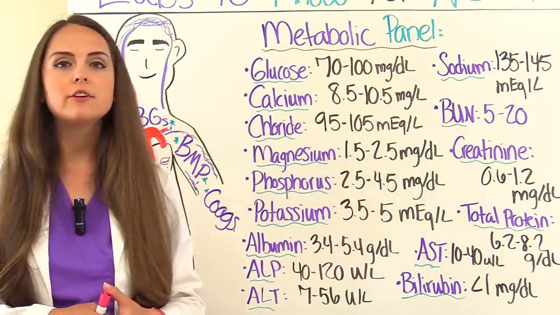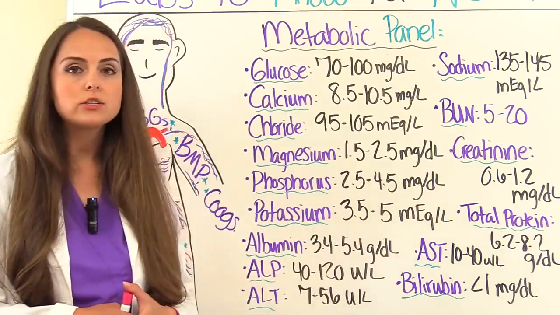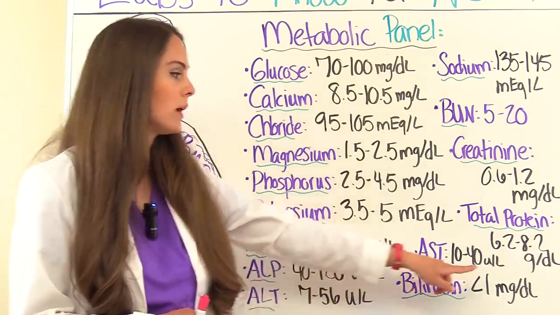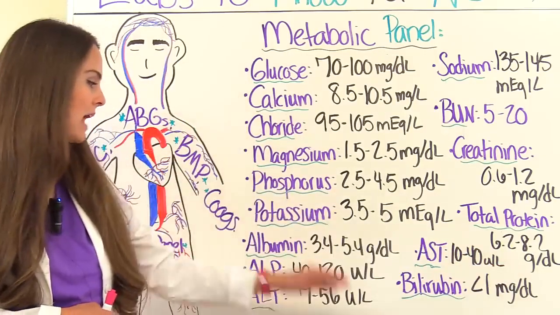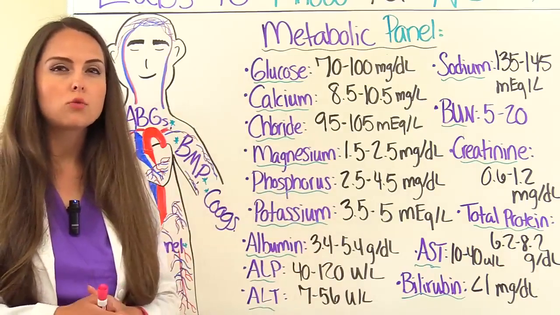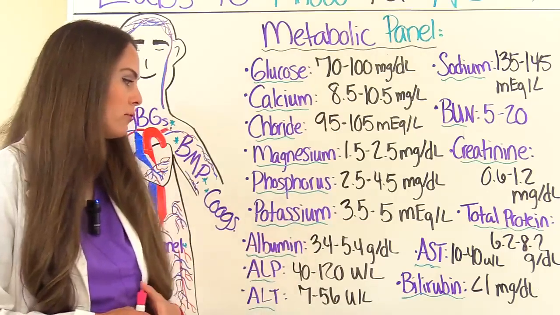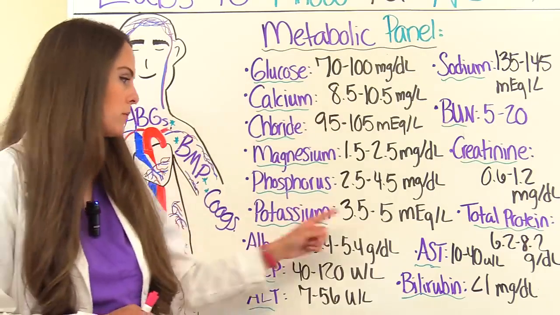Now we're getting into liver function. So let's look at total protein. That is 6.2 to 8.2 grams per deciliter. And then albumin. This is another protein. Remember, albumin played a huge role in regulating our oncotic pressure. And it's 3.4 to 5.4 grams per deciliter.